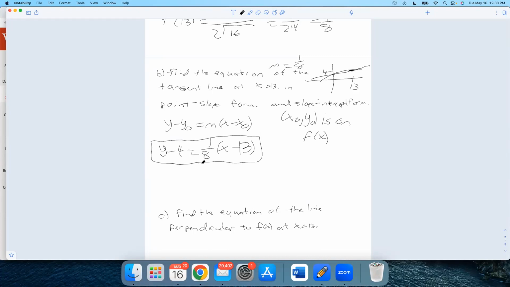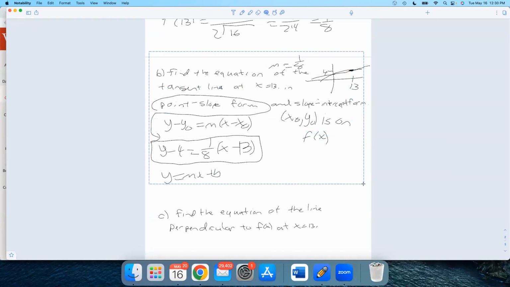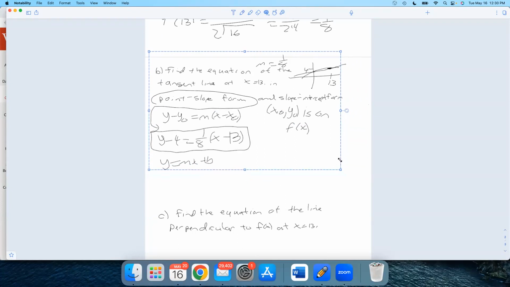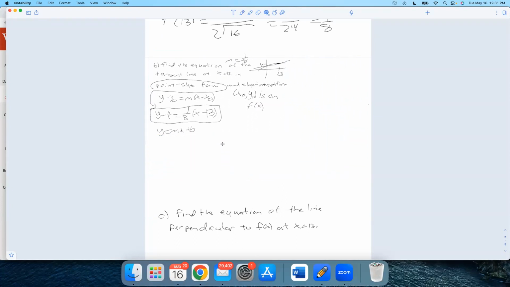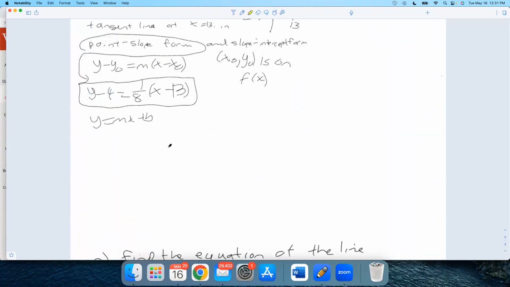But a lot of times in the homework, they'll want it in slope intercept form. So this is point slope form here. Slope intercept form is y equals mx plus b. So now I just got to clean up a little bit. So let me make this all just a little smaller. So I got space here. So let's clean this guy up a little bit.